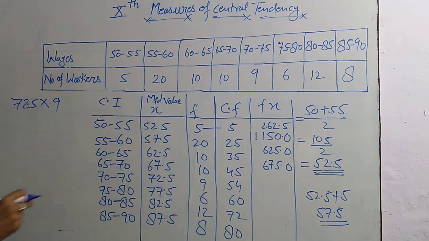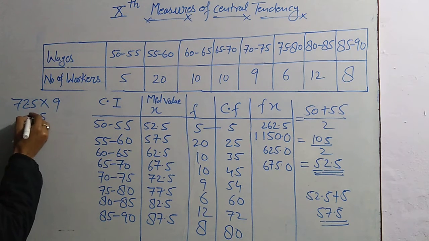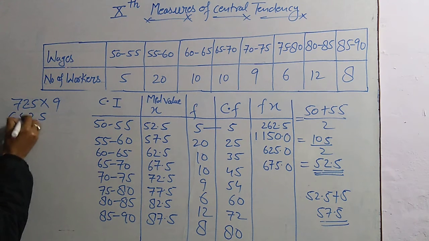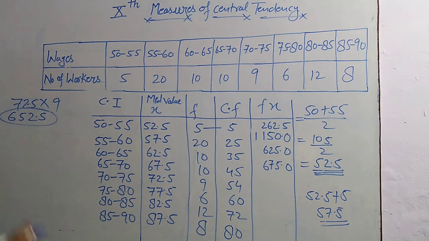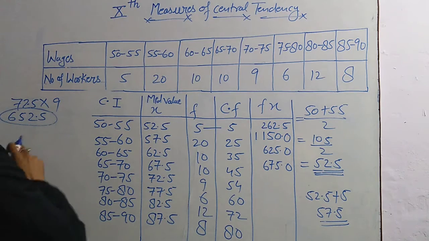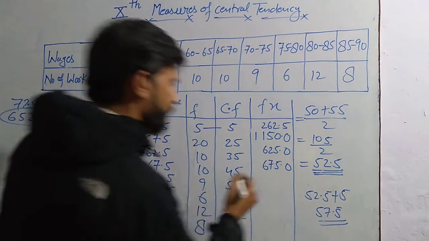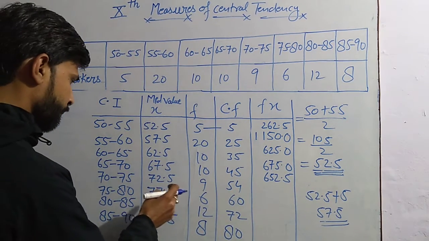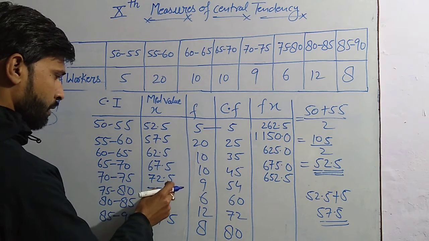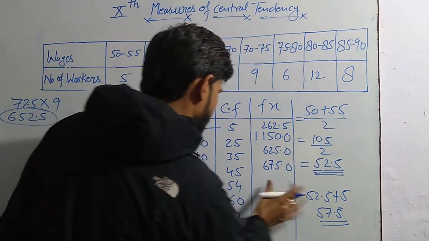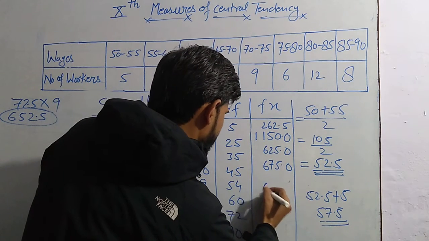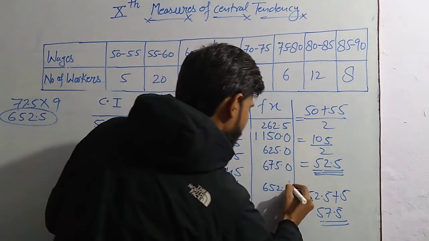72.5 multiplied by 9. 9 5s are 45, carry 4. 9 2s are 18, 18 plus 4 is 22, again carry 2. 9 7s are 63, 63 and 2 is 65, and the decimal is put after one place. Then we get 652.5.